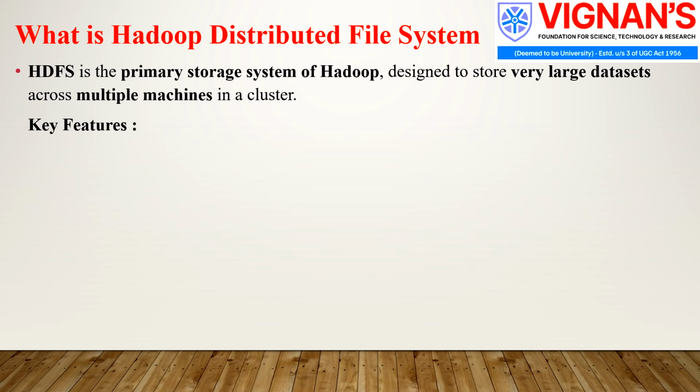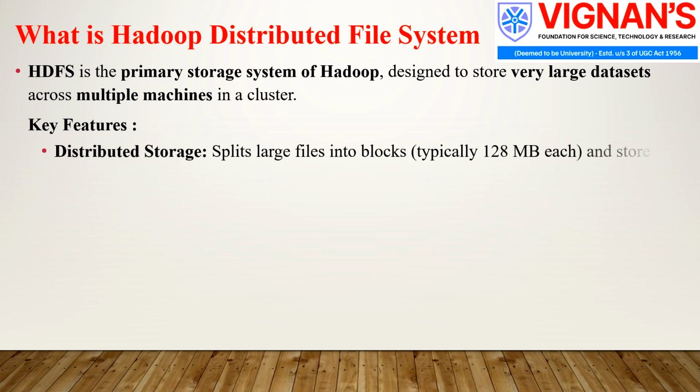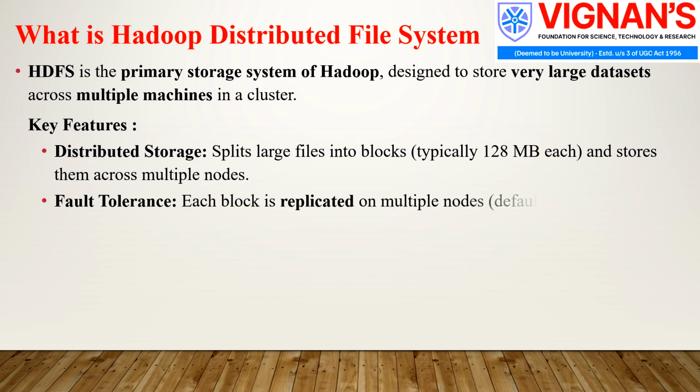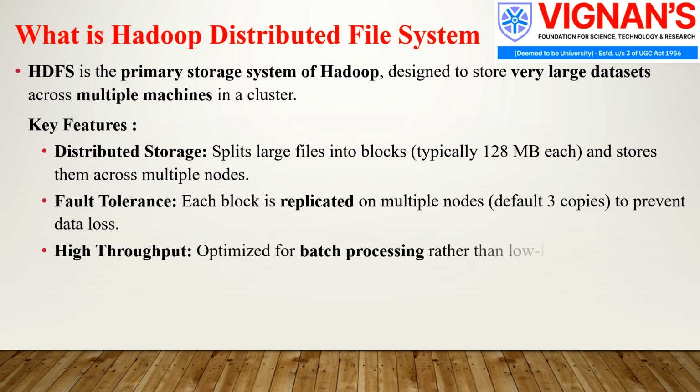Key features: distributed storage. Large files are split into blocks, typically 128 megabytes each, and stored across multiple nodes. Fault tolerance. Each block is replicated on multiple nodes, default 3 copies, to prevent data loss. High throughput, optimized for batch processing, rather than low latency access.